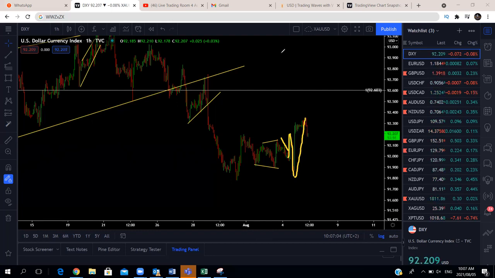Why? Because I'm looking to trade with the trend. So this is what I'm looking for here, even on Euro US dollar. I'm looking for this to make a continuation pattern to the downside. So that is the DXY and the Euro, and that's what we're looking at.